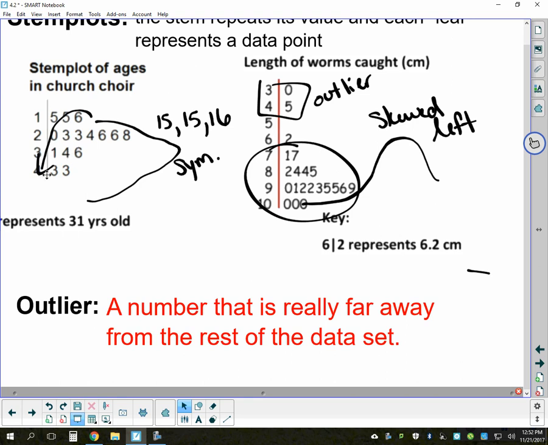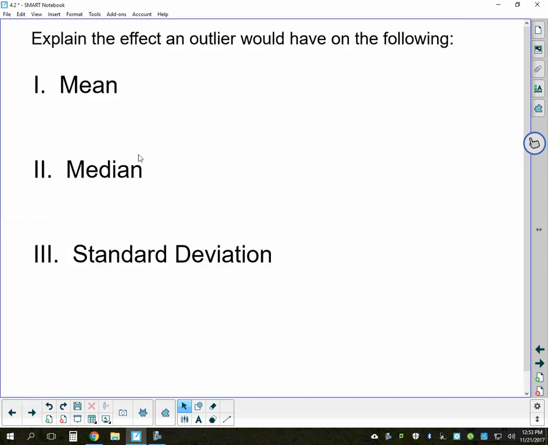But say I added to this data maybe 92. 92 would be an outlier. That's very far away from the rest of the data. Lastly, explain the effect of an outlier. Explain the effect an outlier would have on the following.